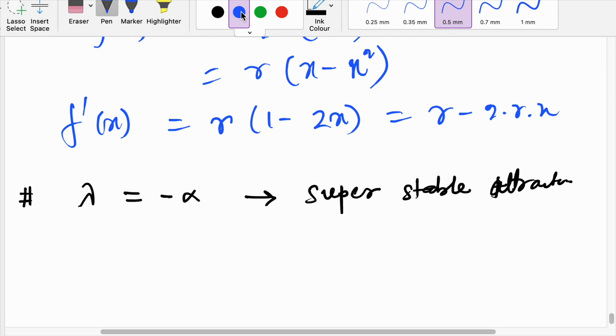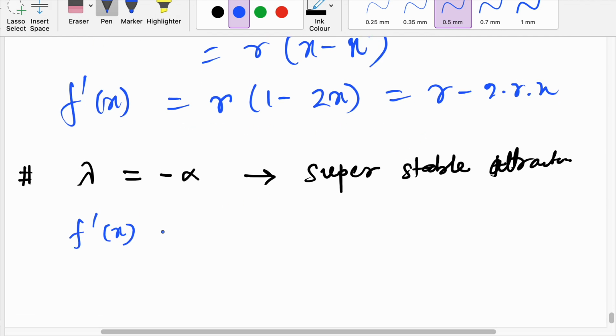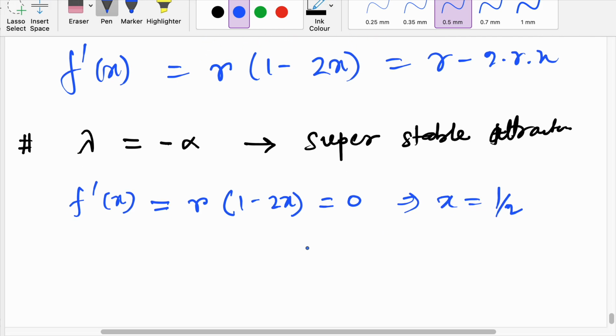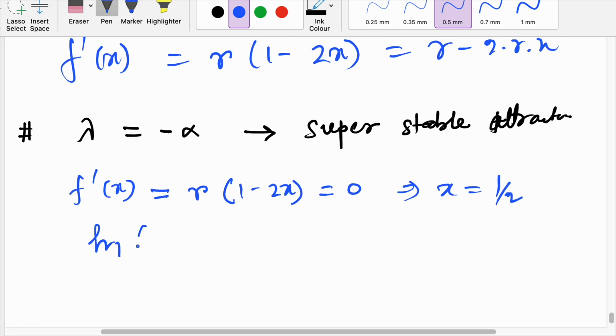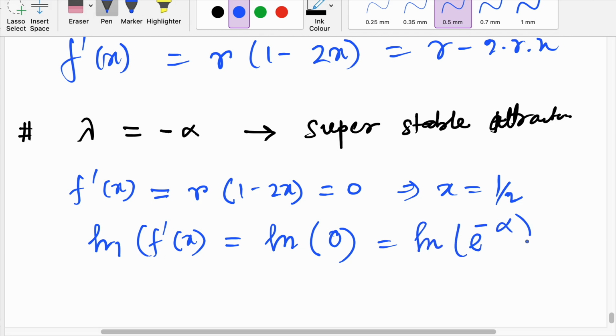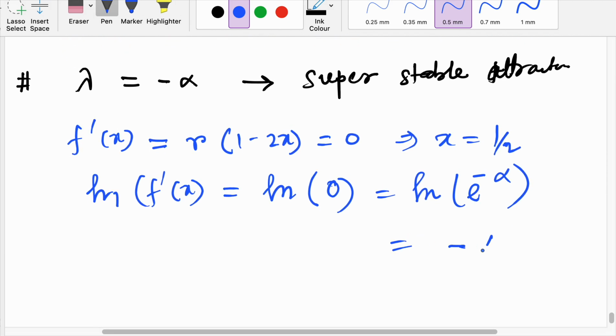When it goes to super stable, you see that f prime x will become 0. 1 minus 2x will become 0 at x equal to half. And we know that ln f prime x equal to ln 0 means ln exponentially goes to minus infinity. So ln 0 means minus infinity.